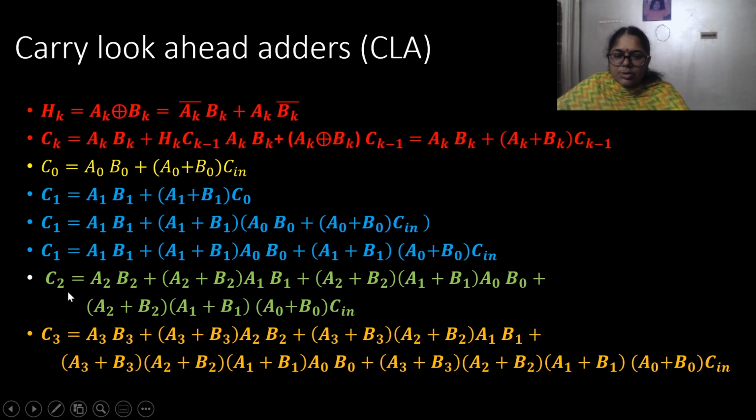Similarly, we can get C2 by substitution. C2 is equal to A2 B2 plus A2 plus B2 into C1, and we will substitute the value of C1 so that we'll get the expression of C2. Similarly, we'll get the expression for C3. C3 is equal to A3 B3 plus A3 plus B3 into C2. So C2 is replaced by the expression which we got. So that final expression of C3 is the one which is written here.